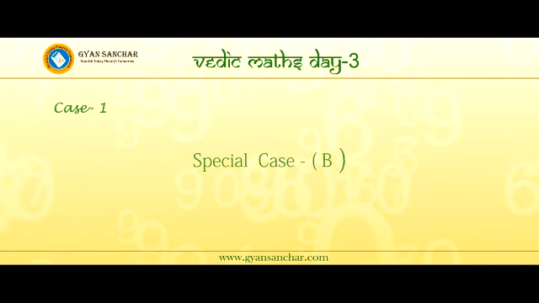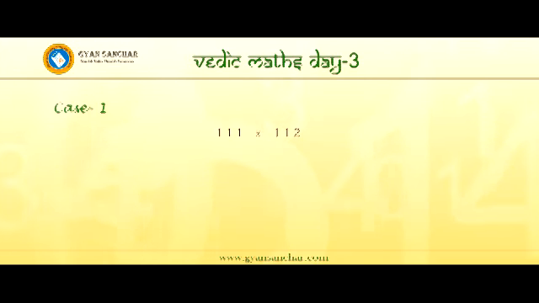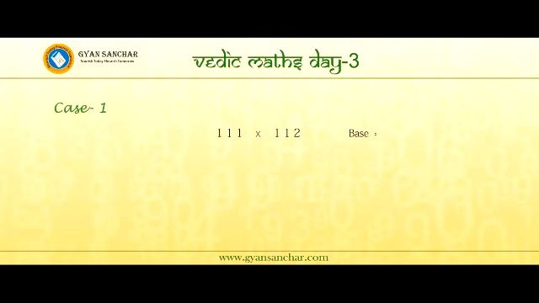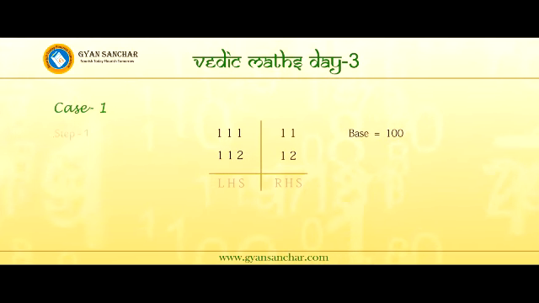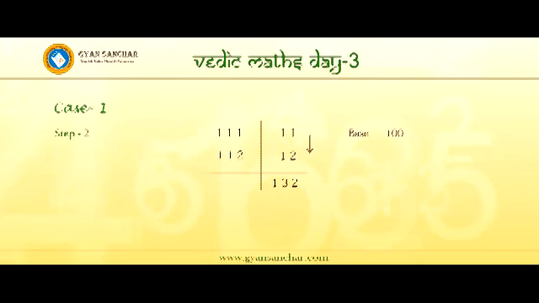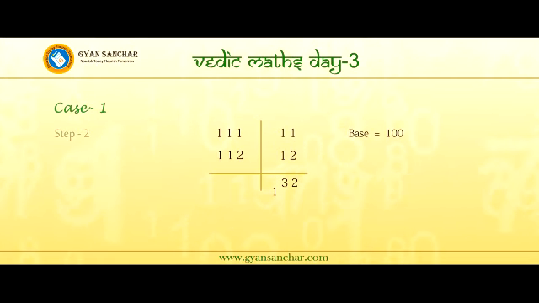Special case B. We take another example, multiplication of 111 with 112. The nearest base is 100. Step 1. We find the differences from the base as 11 and 12 respectively. Step 2. The RHS is calculated as 132, that is 11 into 12, but the number of digits must be one less than that of the base. We need to carry forward the extra digit 1 to the LHS. So the final RHS is 32.